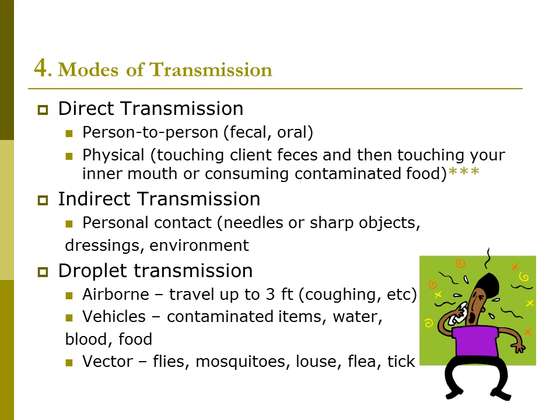Your indirect transmission would be your personal contact, and this would be with your needles or sharp objects, dressings, and some of the environments. Droplet transmission, you have your airborne, and this is when the droplet transmission travels up to 3 feet, and this would include your coughing. So when your patient is coughing, it travels up to 3 feet, it would be classified as airborne. Vehicles, and that would be contaminated items, water, blood, food, things like this. And then vector would be your flies, mosquitoes, louse, flea, tick.